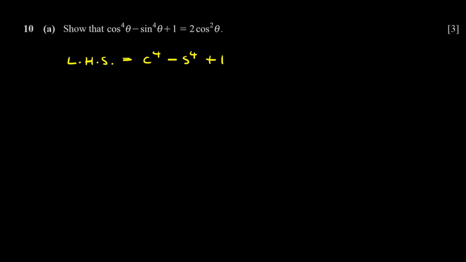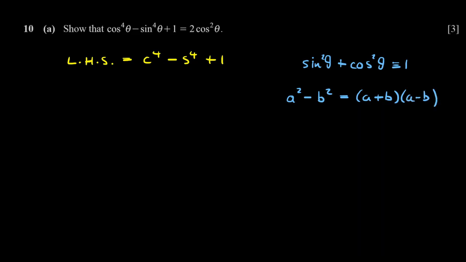Now, in order to do this question, really you need two identities. You need to know that sine squared theta plus cos squared theta is always equal to 1. And another thing which is very helpful and will be useful in this question is if you've got a squared minus b squared, you can write that as a plus b times a minus b. Right? That's a really useful thing to memorize because if you look at our expression here, what we've got is something squared minus something squared, right? C to the power of 4 minus s to the power of 4.